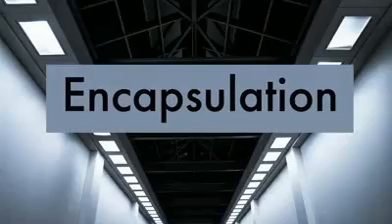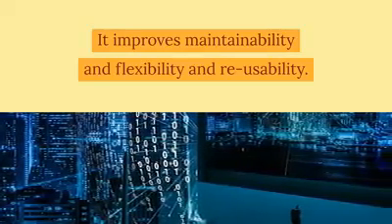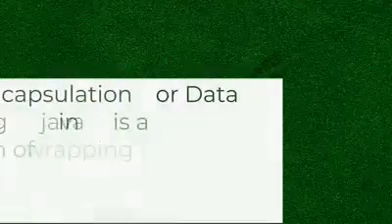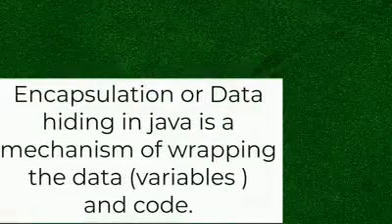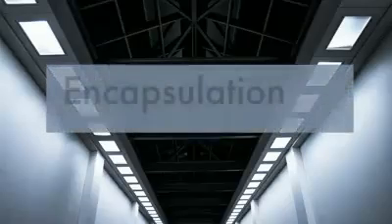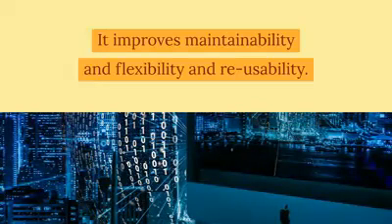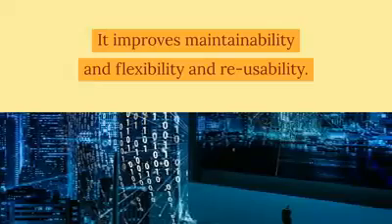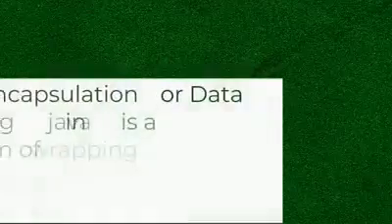Encapsulation. Encapsulation is also known as data hiding. It improves maintainability, flexibility and reusability. Encapsulation or data hiding in Java is a mechanism of wrapping the data variables and the code acting on the data methods together as a single unit. The variables of a class will be hidden from other classes and can be accessed only through the methods of their current class. To achieve encapsulation in Java, declare the variables of a class as private. Provide public setter and getter methods to modify and view the variables' values.